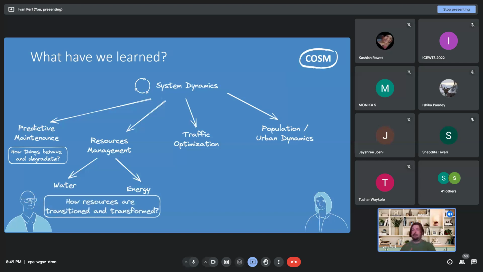From resource management, we learned a lot about how resources are transitioned and transformed. Because there are only two things from a modeling perspective which make sense: how you're moving things and how they're transformed from one kind to another. For example, transforming coal into energy or wood into furniture. So how these things are working, what factors can be involved, and so on.